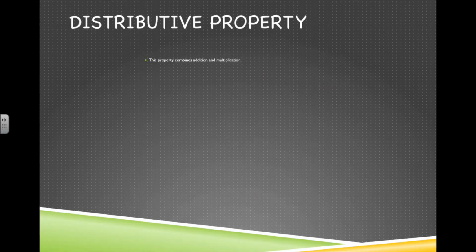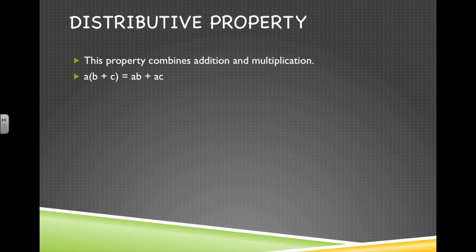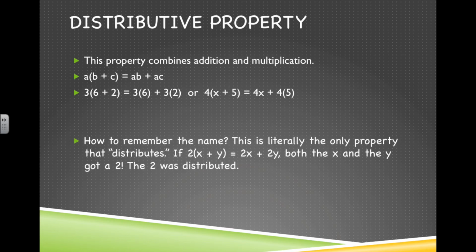Last, we have the distributive property. This property actually combines addition and multiplication, so that's why you don't see 2 separate ones, because they are together. First you see A times the quantity B plus C, and that is equal to A times B plus A times C. So you see A twice. It's been distributed. Here are 2 examples. In the first, you see the 3 has been distributed, and in the second, you see the 4 has been distributed. How to remember the name?